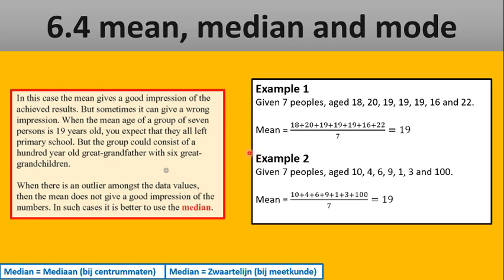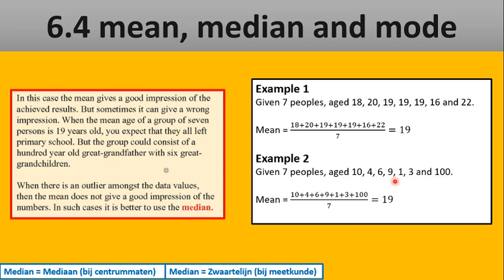However, now take a look at the second example. Again, there are 7 people, but those people are in this case aged 10, 4, 6, 9, 1, 3 and 100. And if we want to calculate the mean of this selection of people, we're going to end up with exactly the same mean. So if you're going to take a look and you see a mean of 19, I think most of you would think of the group as this and not like this.